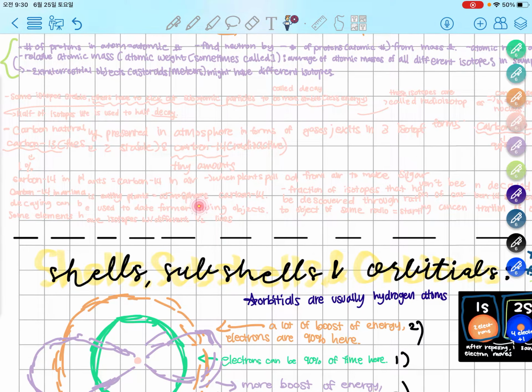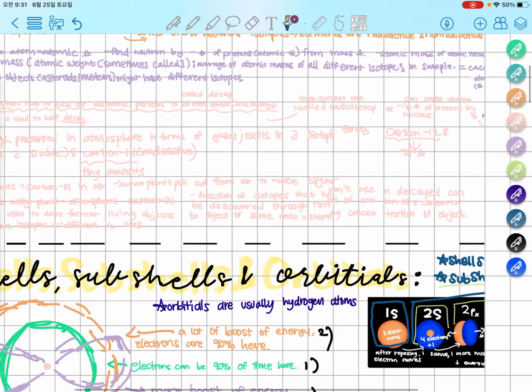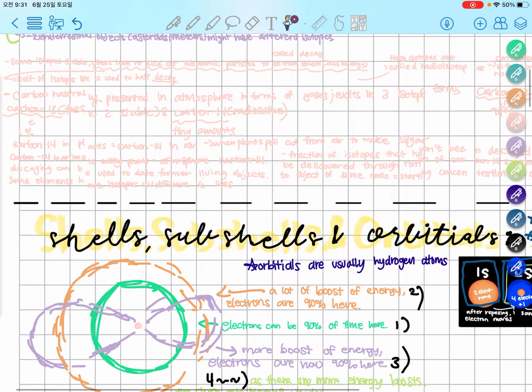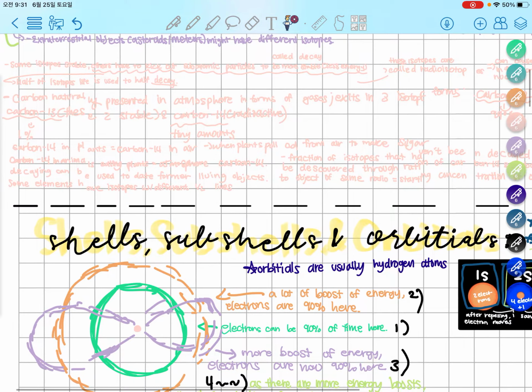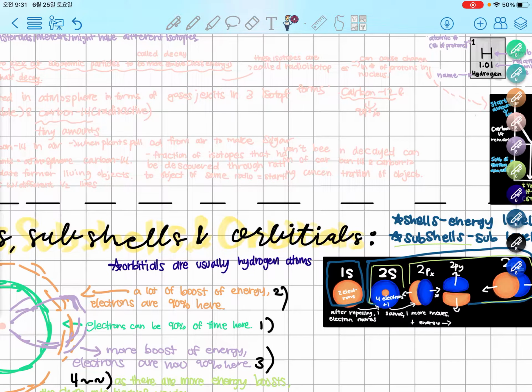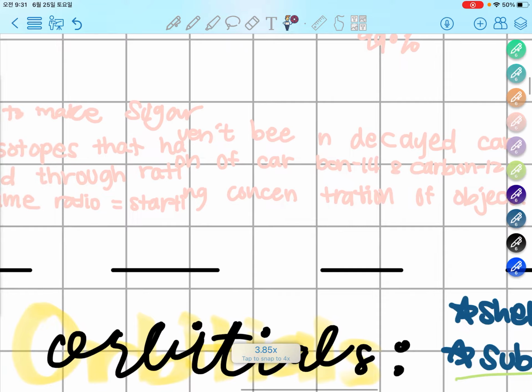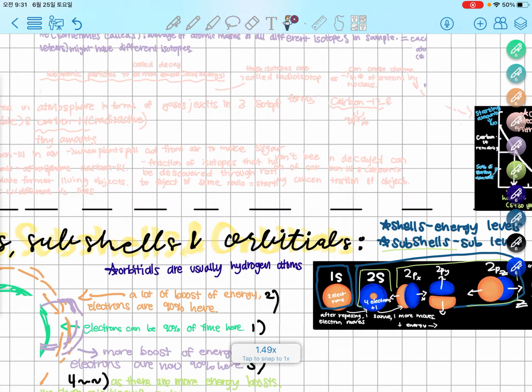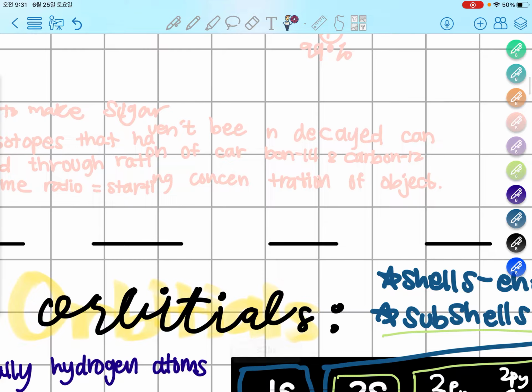Carbon-14 in plants equals carbon-14 in the air, when plants pull carbon dioxide from the air to make sugar. Carbon-14 in animals that are eating plants equals the atmospheric carbon-14. The fraction of isotopes that haven't decayed can be discovered through the ratios of carbon-14 and carbon-12.